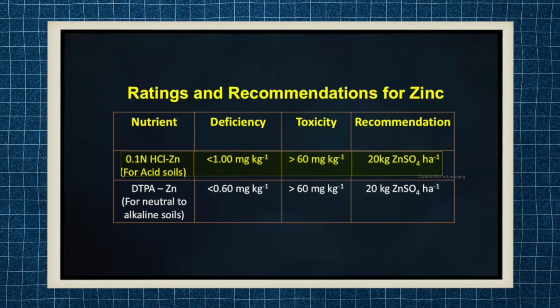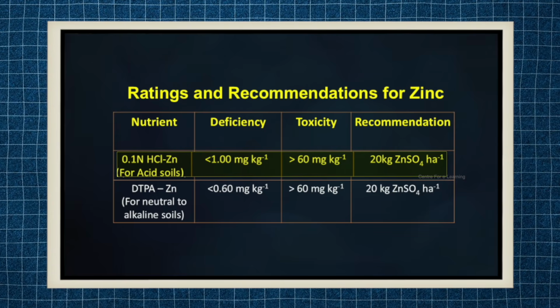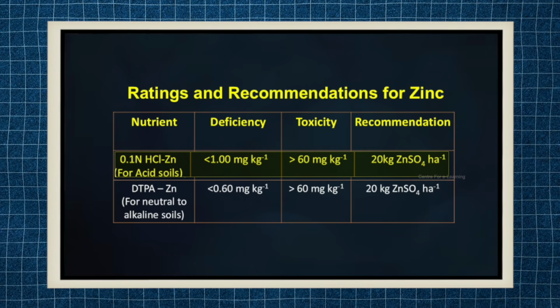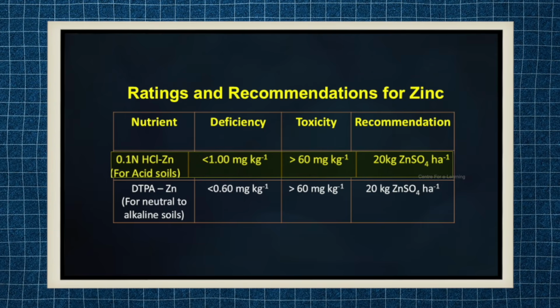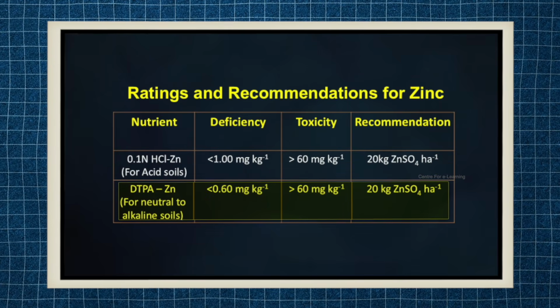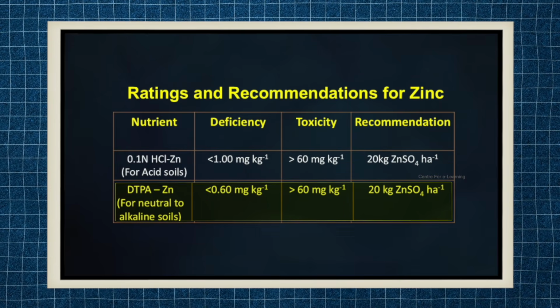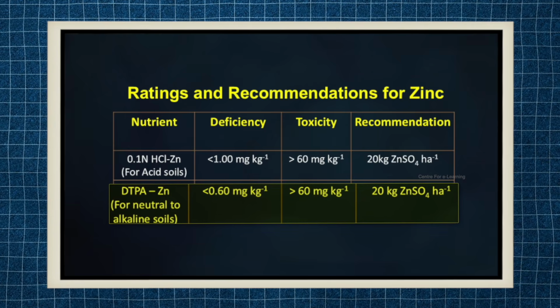In the case of zinc, the recommendation depends on the pH of the soil. If it is acidic soil and the available zinc is less than 1, you have to supply zinc. Here the recommendation is 20 kg zinc sulfate per hectare. If it is alkaline soil and the available zinc is less than 0.6, it is deficient. There also the recommendation is 20 kg zinc sulfate.